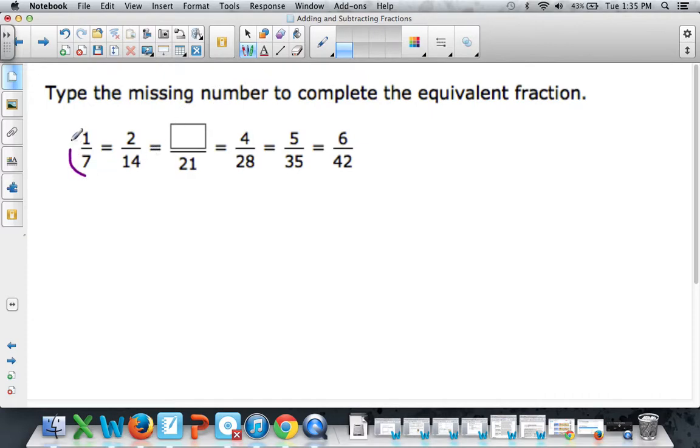Did you know that 1/7 is the same as 2/14? They're the same. They're also the same as 4/28 and 5/35 and 6/42. They're all the same. As long as you can follow a pattern on the top and bottom of a fraction, the fraction will technically be equal still.